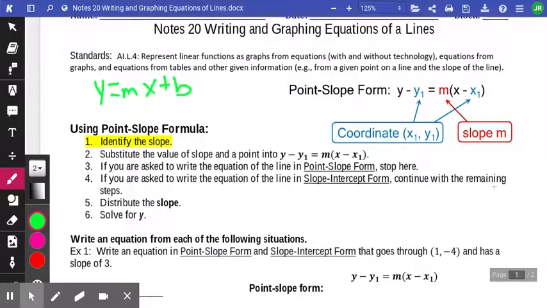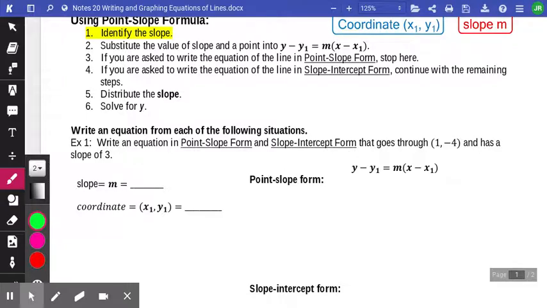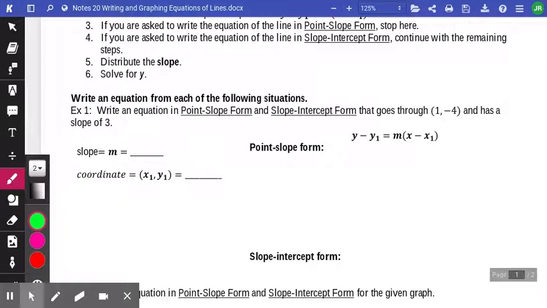Rather than reading those, I'm going to go ahead and use those instructions to help me solve the first problem, which when I say solve, what I really mean is just writing the equations of these lines. So for this first line, it says write an equation in point slope form and slope intercept form that goes through, this is my ordered pair, and has a slope of 3. So first thing is I'm going to write down that the slope is 3. If we're graphing, we'll write the slope as a fraction. But if we're not graphing, we'll try to keep it as an integer if we can. So the slope is 3.